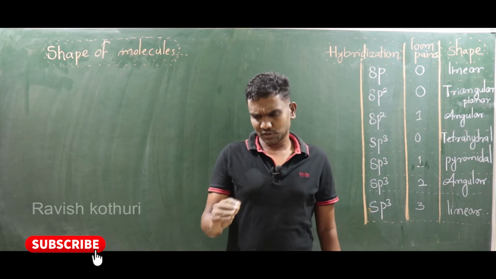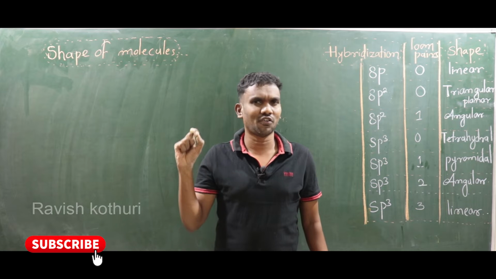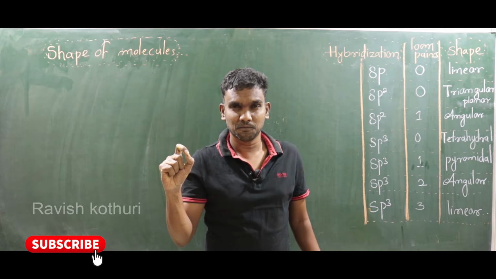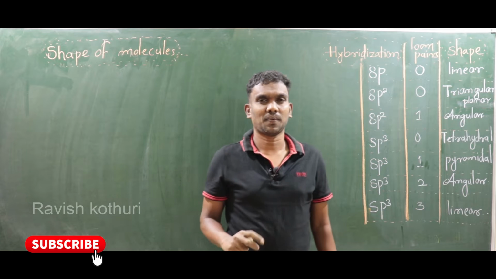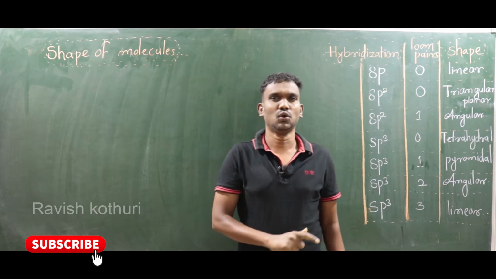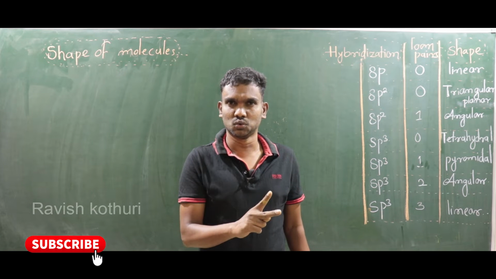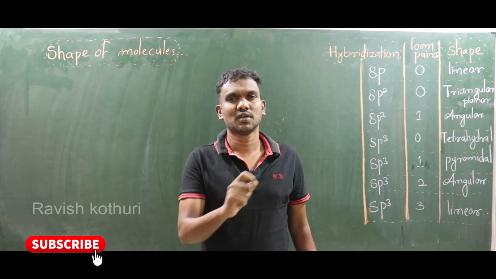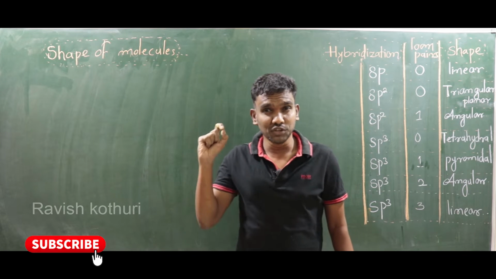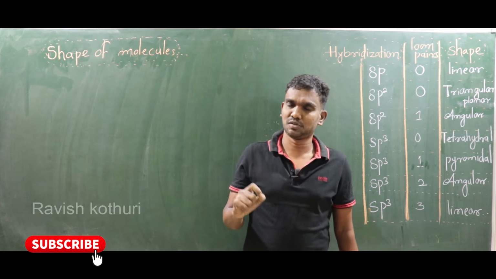So be focused. First of all, to find out the shape of molecules, what is required here actually? Two points are required. What are those two points? Hybridization and number of lone pairs. If you find those two, it is very easy to identify the shape of a molecule without VSEPR theory. So my dear students, be focused.